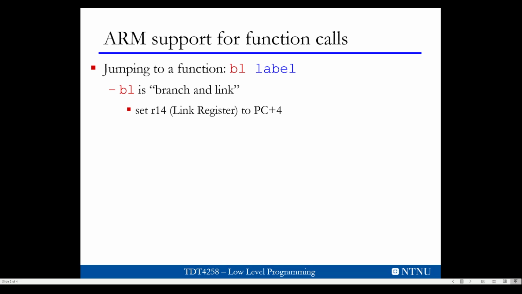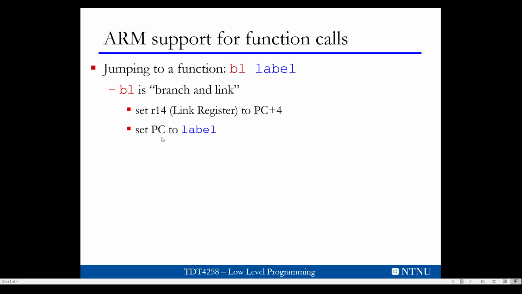So this is what ARM ISA provides to make function calls. For jumping to a function, there is a special instruction called BL or branch and link, which is followed by the regular label that each branch instruction is followed by. So what it does is it sets the register R14, which is the link register, to PC plus 4. So PC is the address of the BL instruction. The sequentially next instruction is PC plus 4 because all instructions are 4 bytes wide. And BL sets the R14 register to the instruction next to this BL itself.